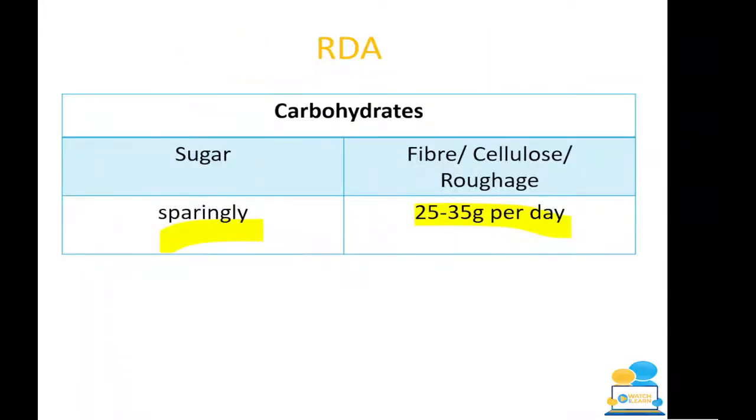So RDA, we'll remember, stands for recommended daily allowance. For carbohydrates, for sugar, we should have it sparingly, so we shouldn't be having too much in our diet. For fibre, also known as cellulose or roughage, you need 25 to 35 grams per day. Anything under that, and basically this can lead to constipation.